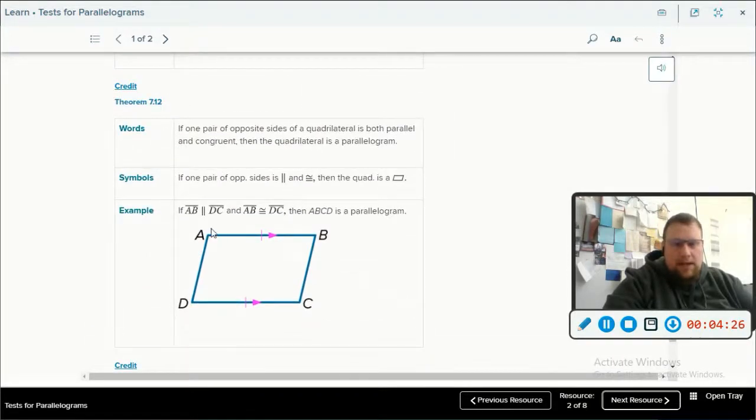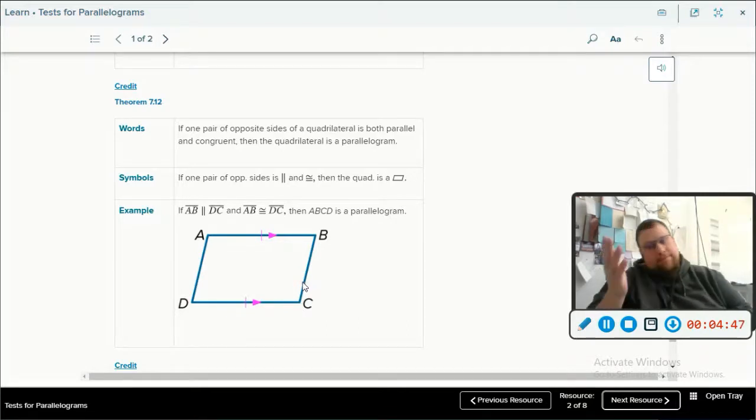And last but not least, if AB is parallel to DC and AB is congruent to DC, then ABCD is a parallelogram. So if you have a set of sides that are parallel and congruent to each other, then the lines connecting them must also be congruent and parallel. They just have to be, and therefore the quadrilateral is a parallelogram. Perfect. Pause if you need to. Let's roll.